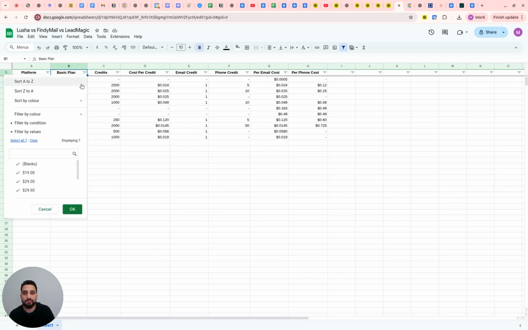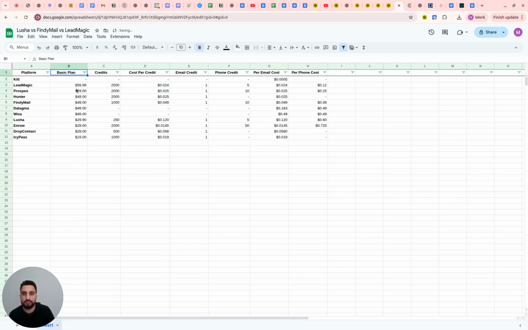So if we just sort the values, we see that ICPs is the cheapest option when it comes to paying monthly basic plans. But here we are getting multiple credits and different credits for different amounts of money. So if you look into the cost per credit column, then it turns out that Enrow is actually giving you a lot of credit for the amount of money they are charging, which is good because that means that's the cheapest option.